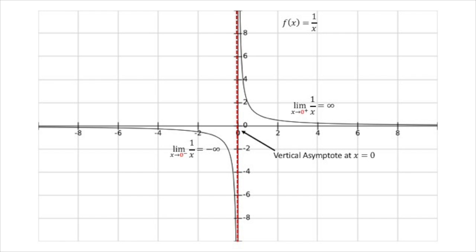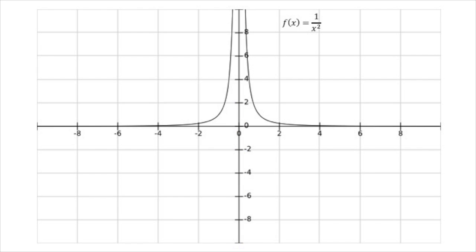Of course, we could also have functions that act the same way on either side of the asymptote. Let's look at an example of that. On this graph, we can see that as my x values approach 0 from the right, my y values approach infinity. And the same is true as my x values approach 0 from the left. My y values also approach infinity.